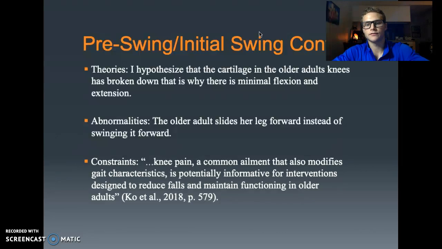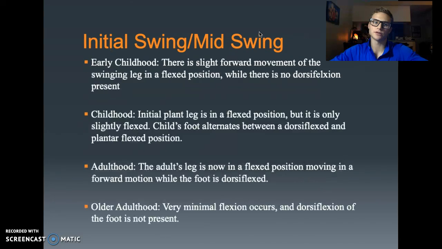One constraint that I found was knee pain. It is a common ailment that modifies gait characteristics. And so, again, with this adult, maybe they have knee pain or had knee surgery or knee replacement. And so that's a reason why we're seeing some abnormalities, and that can be a constraint.